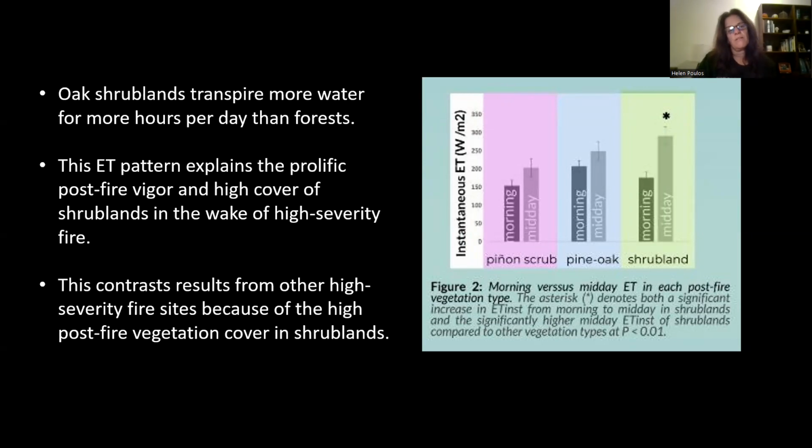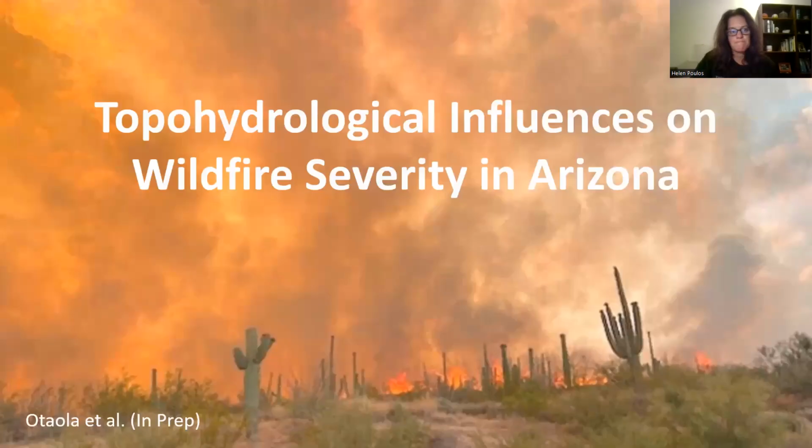So the precessing orbit of the ECOSTRESS satellite offers the opportunity for us to look at how evapotranspiration might vary at different times of day. And we can see that these areas in shrublands actually have higher transpiration midday, meaning that they're quite drought tolerant, right? And so this explains this pattern of post-fire vigor that we see in shrublands in the wake of high severity fire. And this is also different than a lot of other higher fire severity sites because we have this rapid recovery of vegetation after the fire, right? Many sites remain depressed for years to decades in ET after fire because there's simply no leaf area present.